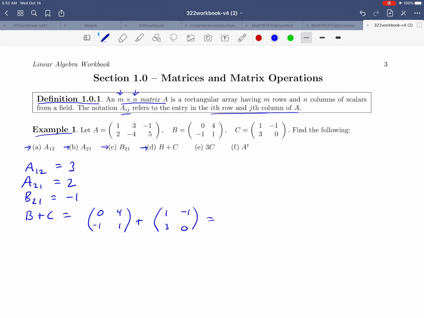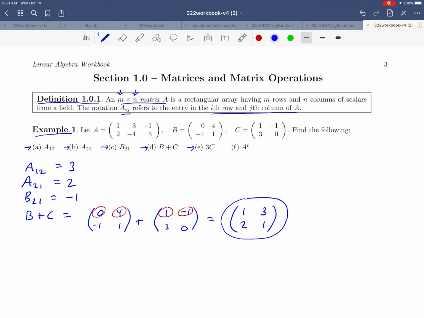How do we add two matrices? You may remember having done this in previous courses. To add two matrices together, we're just going to add corresponding components. For example, we can take 0 plus 1. That's going to give us 1 for the entry in the upper left-hand corner. And then 4 plus -1, that's 3. And we just keep doing that. So -1 plus 3 is 2 in the lower left-hand corner, and then finally 1 plus 0 gives us 1. And so there's our result. So we can add two matrices together provided that they have the same size, the same number of rows and columns.